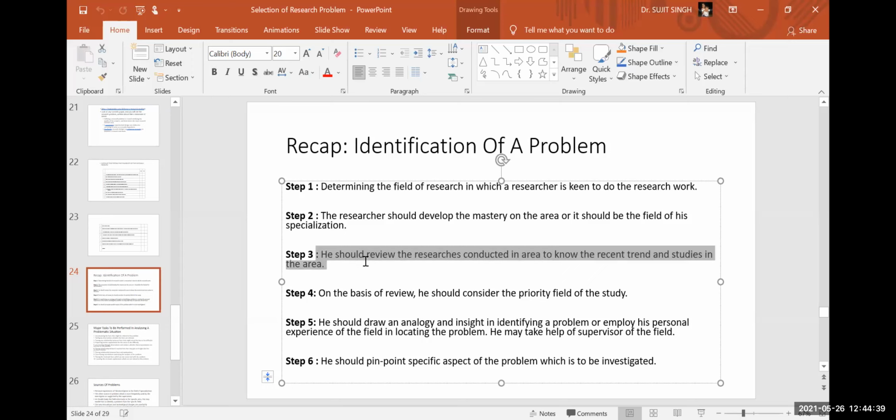Third step, you should review the research conducted in the area to know the recent trend and study that. This is related to the literature review. We can have one or two classes on how to perform the literature review. Okay, we'll discuss that later on.